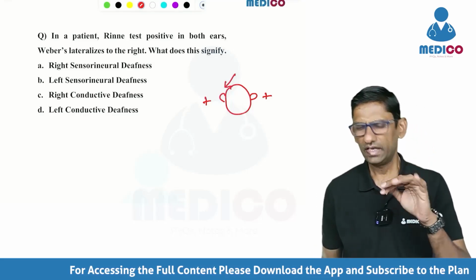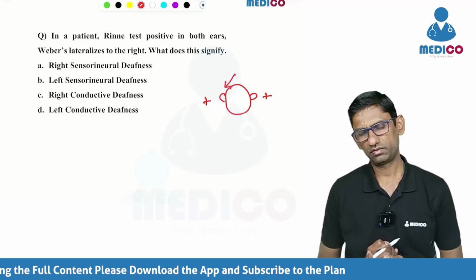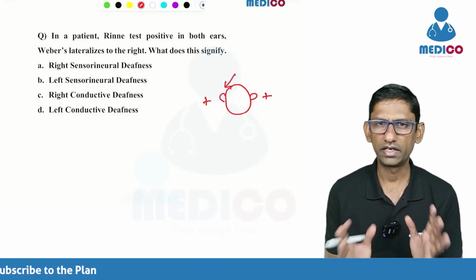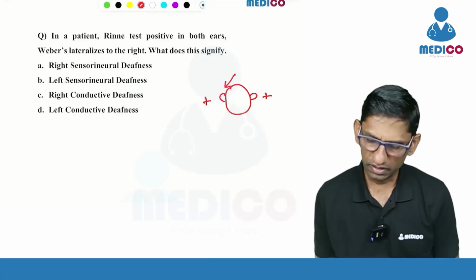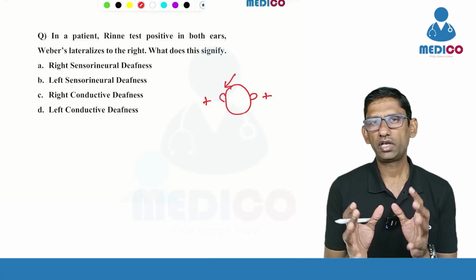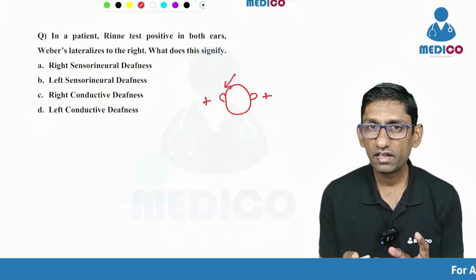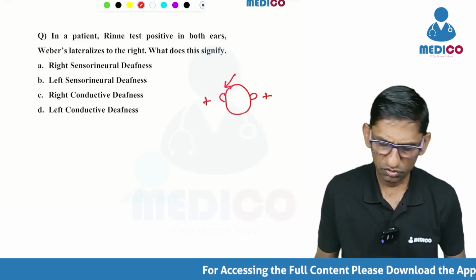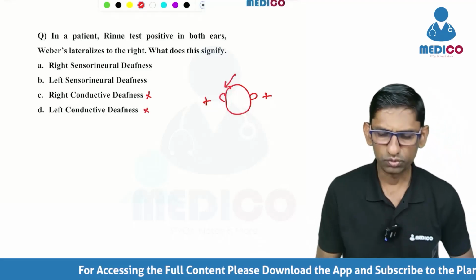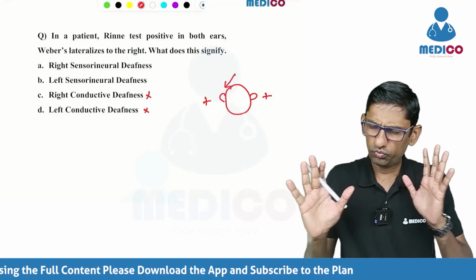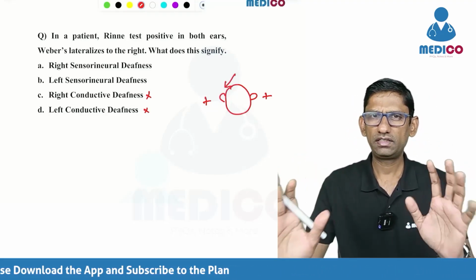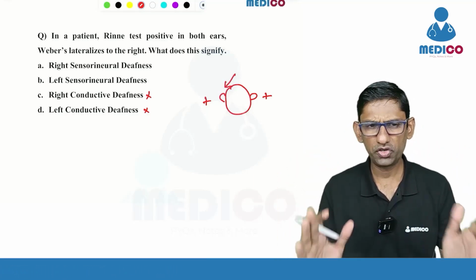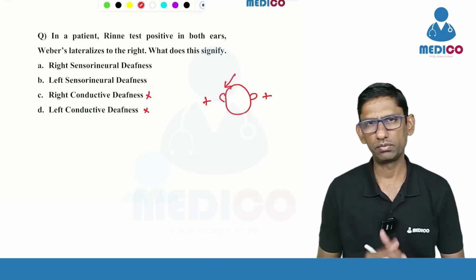First thing, if it is a conductive deafness, Rinne should be negative. Here the Rinne is positive, so it is either normal hearing or a sensorineural hearing loss. It cannot be a conductive hearing loss. So rule out right conductive and left conductive. It is either bilateral or unilateral sensorineural hearing loss, because Rinne is positive in both ears: sensorineural or normal hearing.